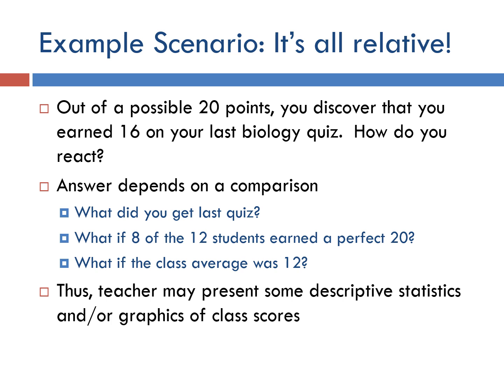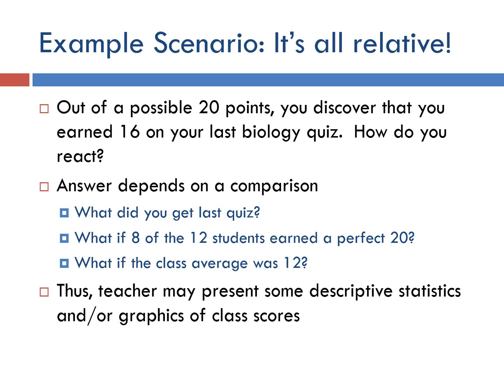Maybe you know that 8 out of 12 students earned a perfect 20, so you are in the minority and didn't get the perfect score when a lot of other people did. Or maybe it's the opposite, where the class average was a 12, which is below your score, so you did better than average, better than most people. So the teacher may present some descriptive statistics or graphics of the class scores so that you can have this comparison to work with. You can see how your score related to others.